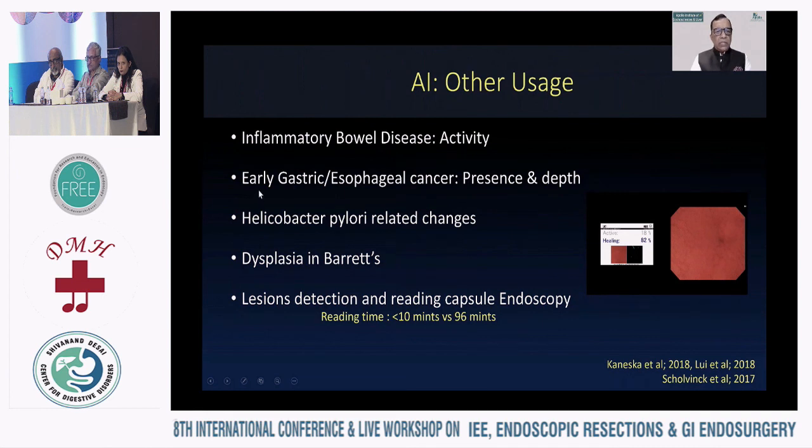The other areas where artificial intelligence has been used are diagnosis of early gastric and esophageal cancer, Helicobacter pylori-related changes, dysplasia in Barrett's esophagus, and very significantly, it has a use in capsule endoscopy, where it can significantly decrease the reading time to less than 10 minutes from the usual of more than an hour.